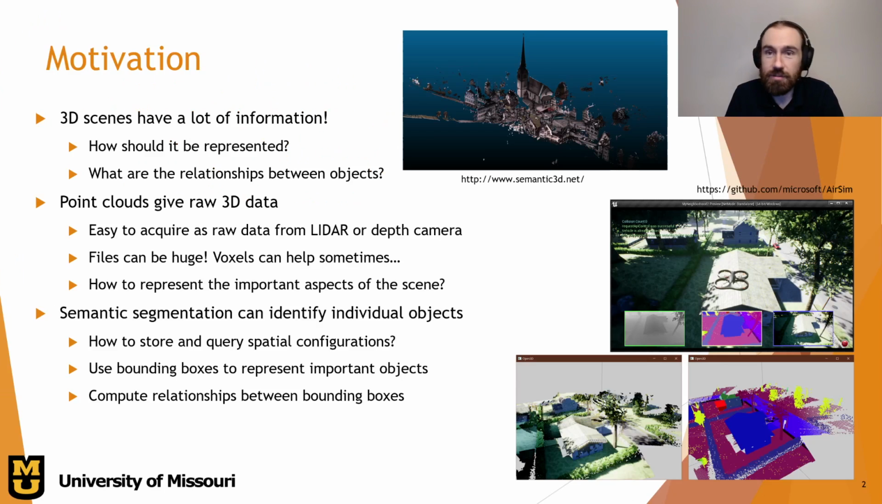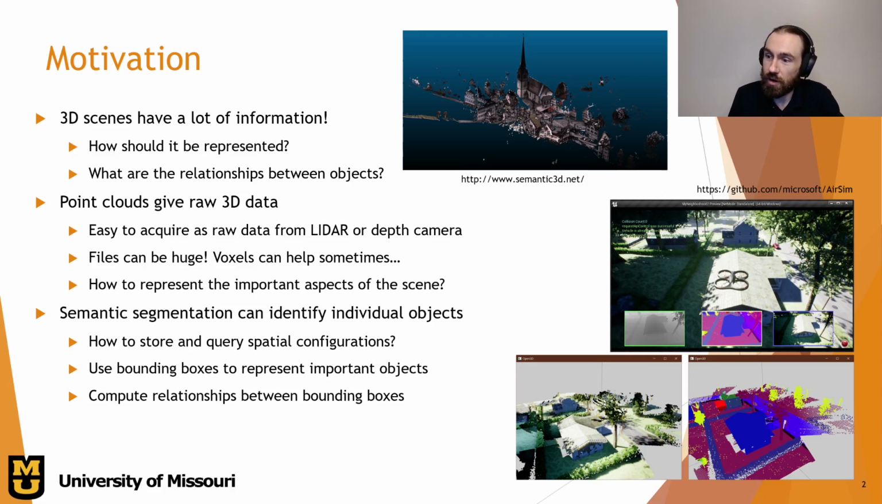So this paper is really all about 3D scenes and how to represent the content of 3D scenes. In particular, raw point clouds, whether they're captured from LiDAR sensors or from a depth camera, contain a lot of information, and these files can just be massively huge. What we'd really like to do is be able to understand those scenes, identify objects through semantic segmentation, and then understand how those objects relate to one another spatially.